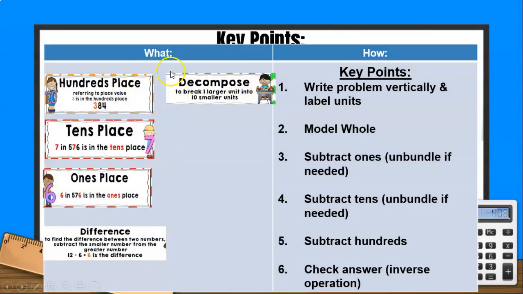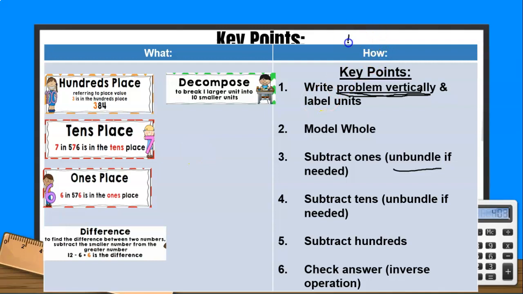Let's go over the key points. What are the important concepts that you need to know? We need to know place value, hundreds, tens, and ones. We need to know that decompose is the same thing as unbundle, which means break a larger unit into 10 smaller units. And when you are subtracting, boys and girls, we're finding the difference. I am not going to go over the key points because it's the same key points that we've been using for subtraction. The only thing that I really want to go over is the first step, which is the one that you guys have been forgetting the most.